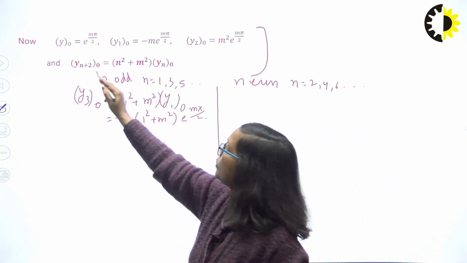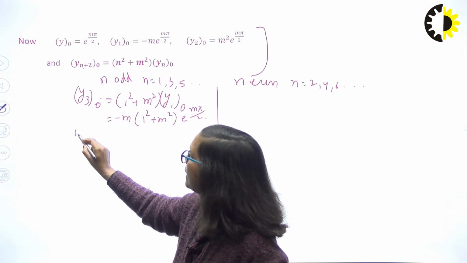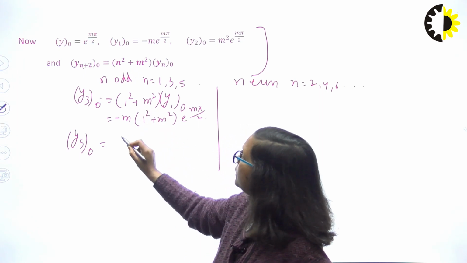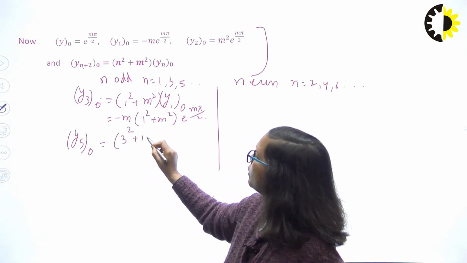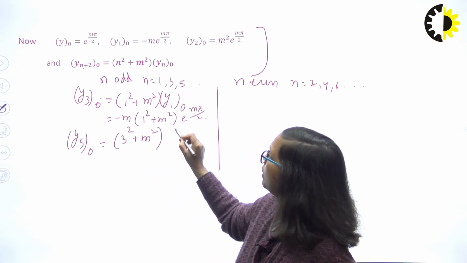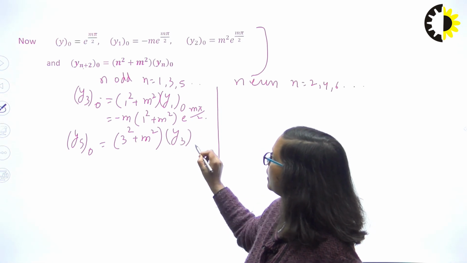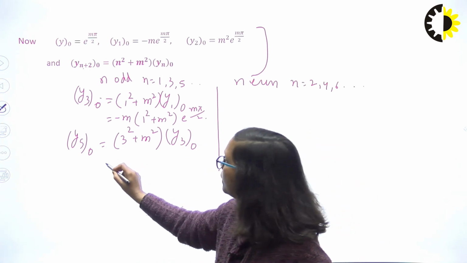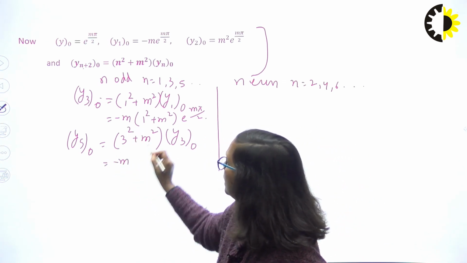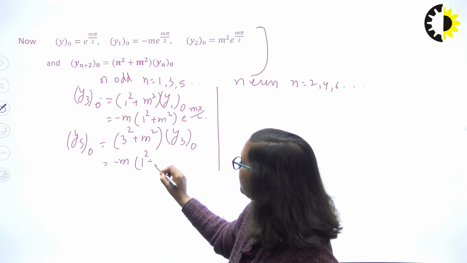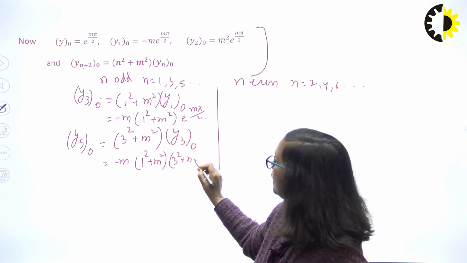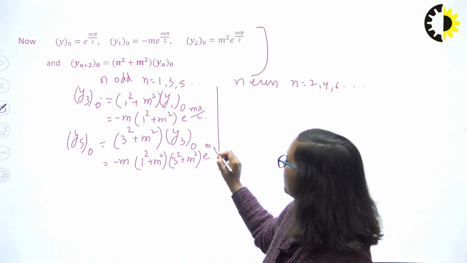Next you put n equal to 3. So 3 plus 2 is 5, I get the value y5 0 as 3 square plus m square into y3 0. y3 0 I have just calculated, I put this value over here, and this will become minus m into 1 square plus m square into 3 square plus m square into e to the power m pi by 2.